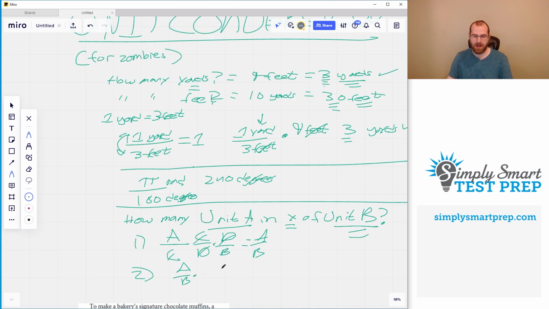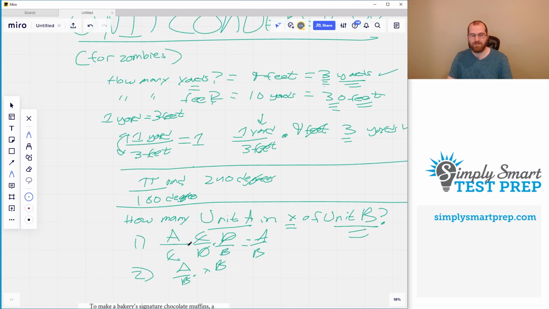I'm going to multiply this times x, whatever x is. And just so we see how this works mathematically, x is going to be in unit of b. How many x in unit b? So then these b's will cancel, and now I'm going to multiply the numbers.